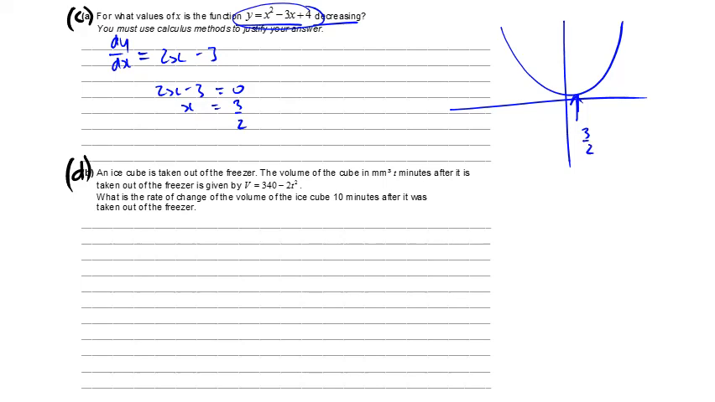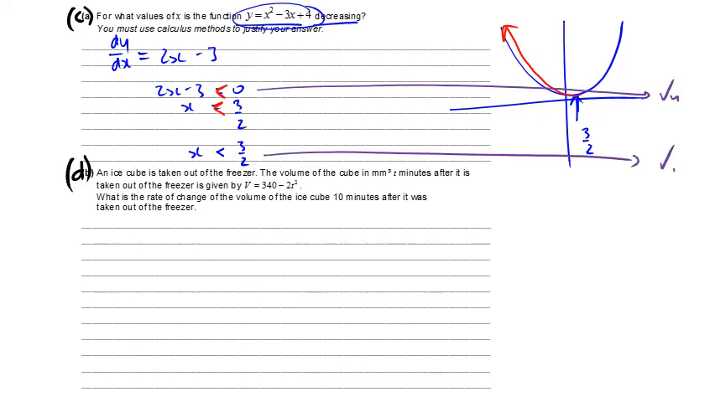So where is this function decreasing? Anywhere before 1.5. So in other words, when x is less than 1.5. So instead of this being equal to 0, if you had put less than 0 there and less than 0 there, that would have given you an achieved tick. So that there, with the inequality, would be an achieved tick. That there is your merit tick. Okay? You going to see that?